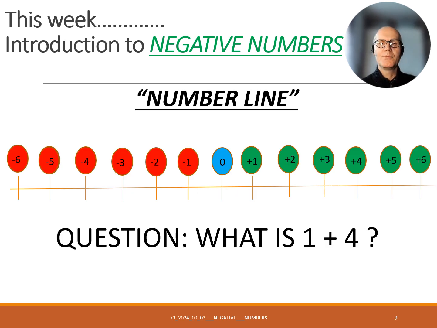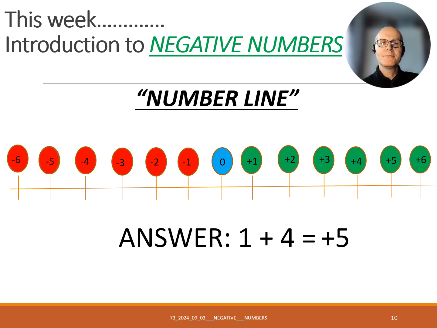Let's look at our number line with this calculation. What is 1 plus 4? So here we are, we're starting at +1. We're adding on 4. 1, 2, 3, 4. So 1 plus 4 is positive 5, or just 5. Positive 1 plus 4 equals positive 5, but as I've already explained, we don't keep the positive in, we just drop the positive sign and we say it's 5. 1 plus 4 equals 5 on our number line.